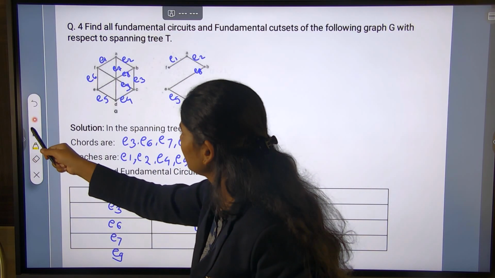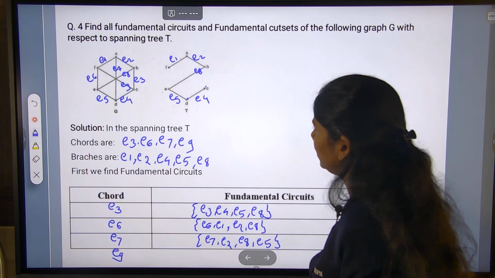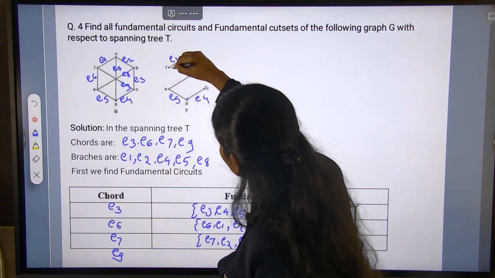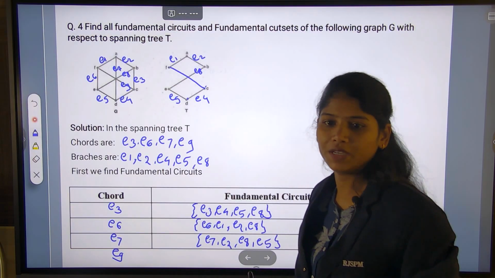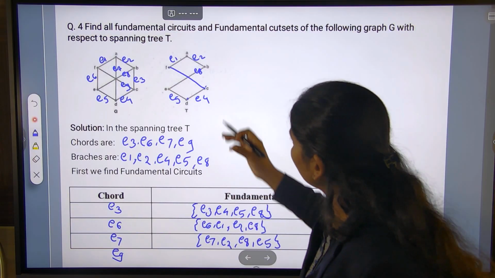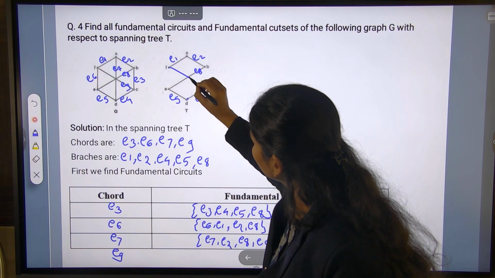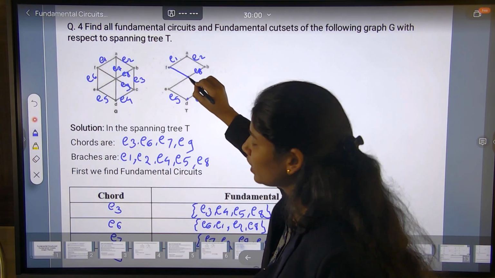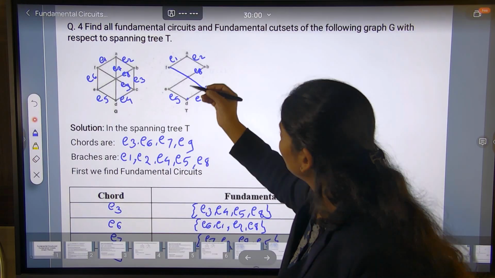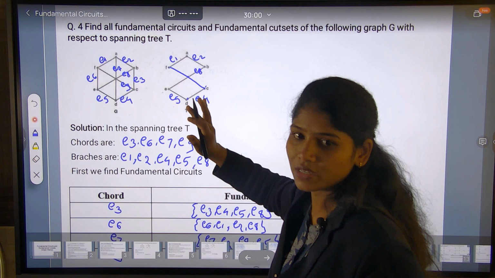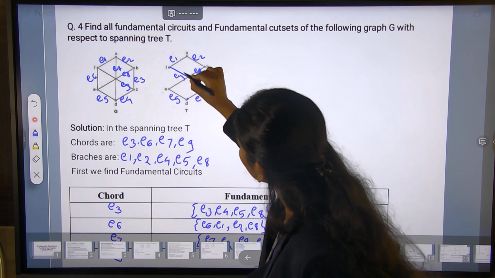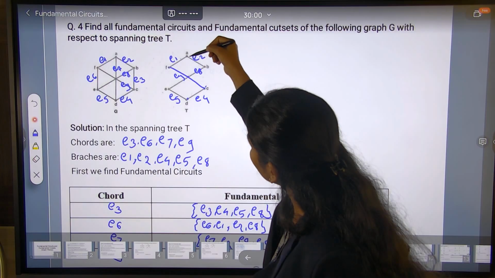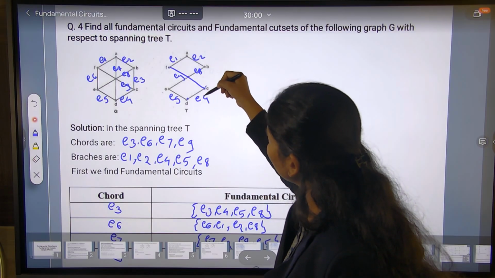The next chord is E9. If we join this one, E9, we get again a fundamental circuit. There are not two circuits. If here will be the vertex, then we will get the two circuits. But here vertex is not present. So circuit is this: E9, E1, E2, E8, E5, E4.